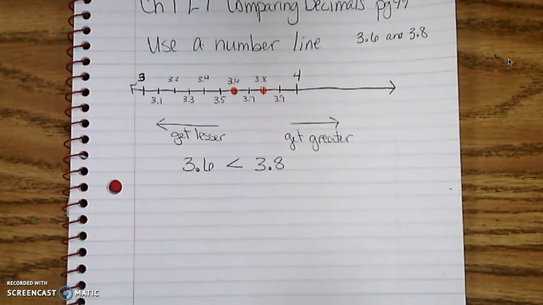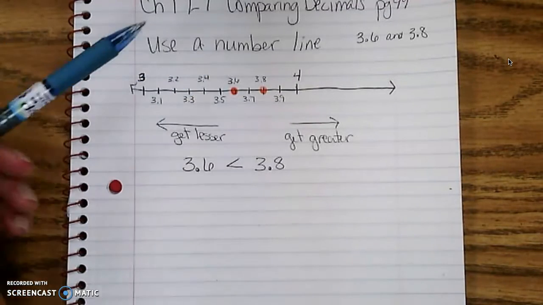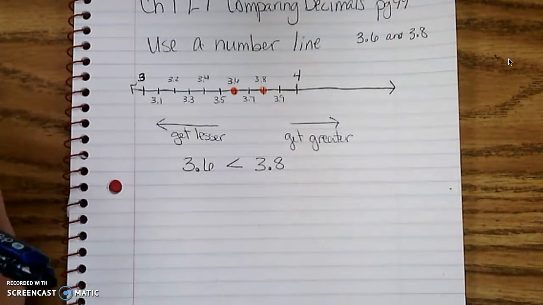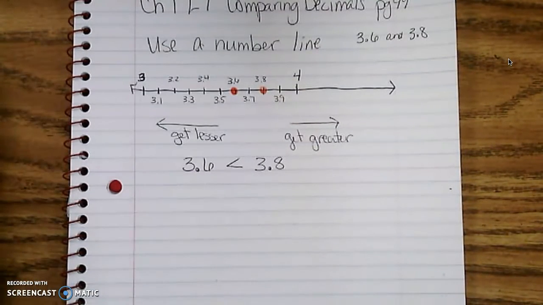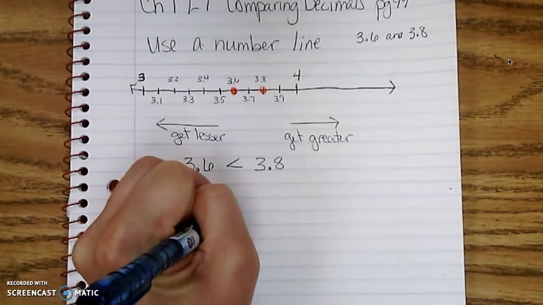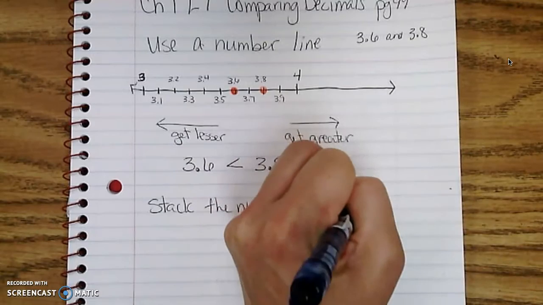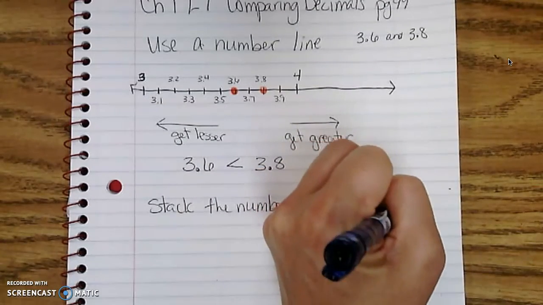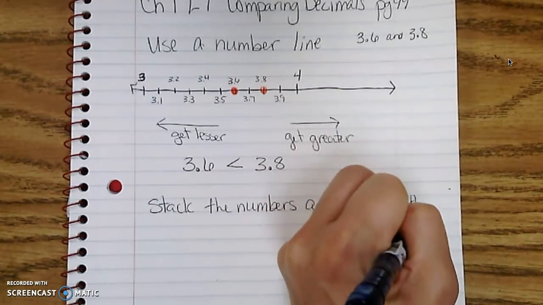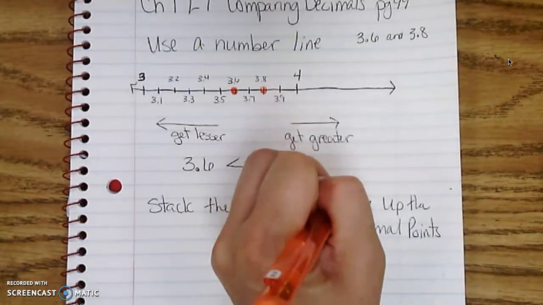So I would create a number line, put my numbers on it, and see which number is to the left and which is to the right to find out which one's greater and which one is least. If I cannot make a number line, my next option is to stack my numbers and line up the decimal points. I'm going to write that here: line up the decimal points. This is very, very important.